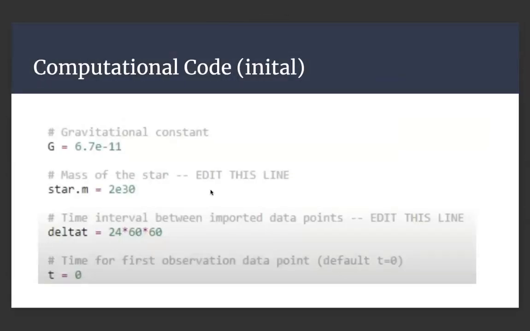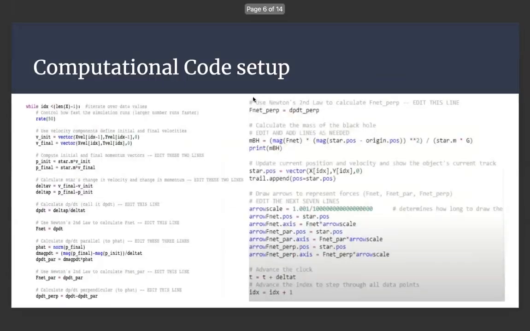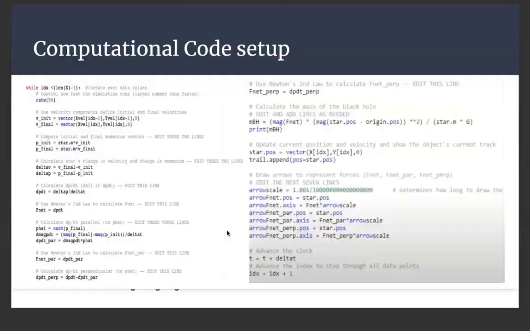Here, I included an image of my computational code for part 1, which includes the gravitational constant, the mass of the star, and delta t, along with t being set to 0. And here I have my overall computational code set up for the entirety of part 1, which includes the rate, which is how fast the simulation is actually running, along with everything else. You can pause and take a look if you'd like.